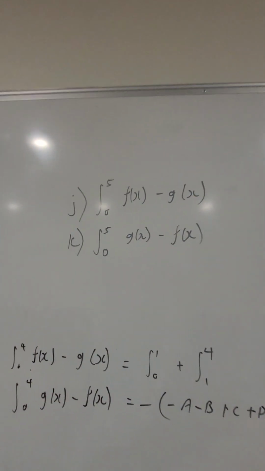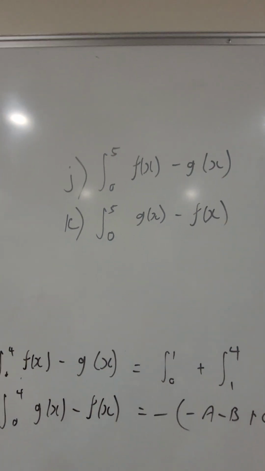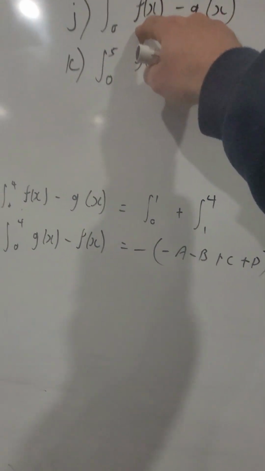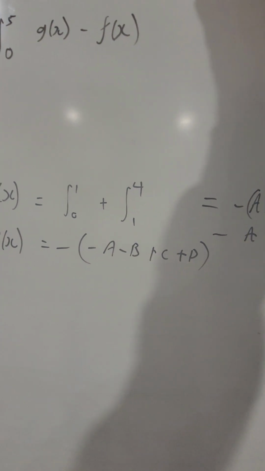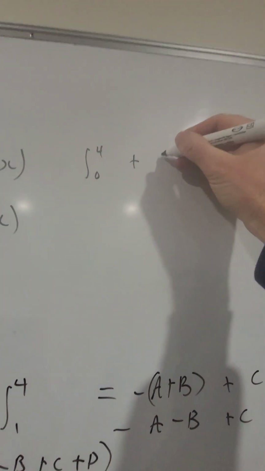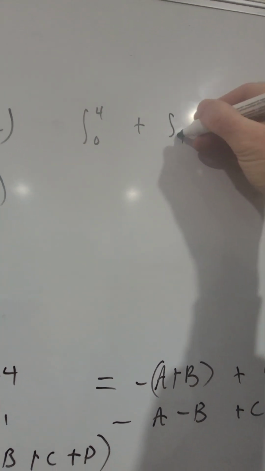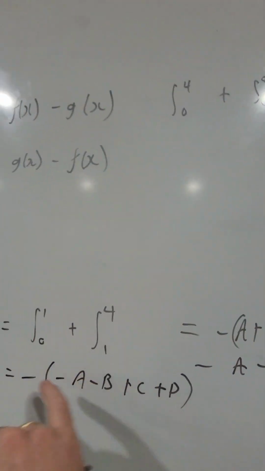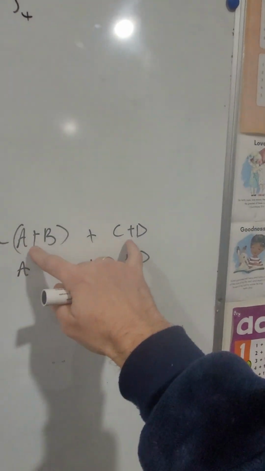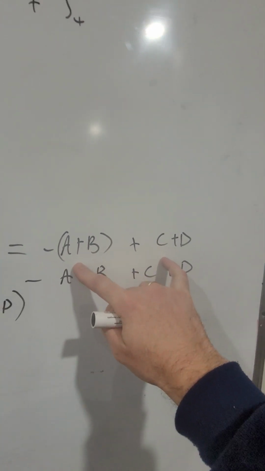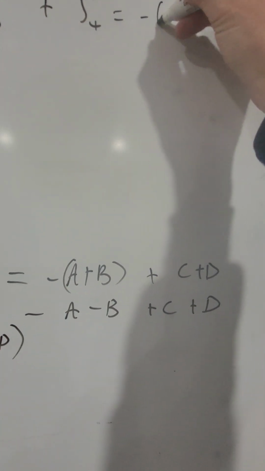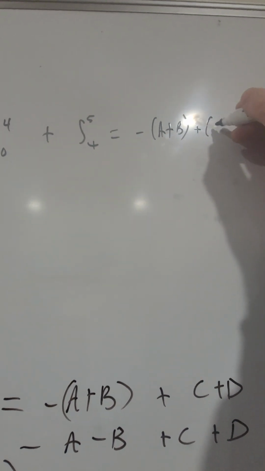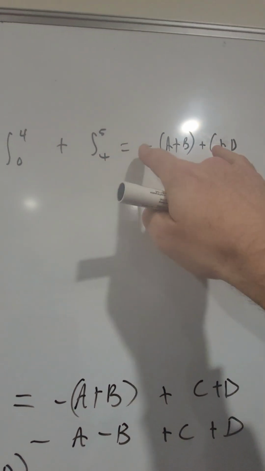Okay, and then we're going from 0 to 5 of f of x take g of x. Well, we already know from 0 to 4, okay? We already know from 0 to 4. So it's the same as 0 to 4 plus from 4 to 5. All right, so we already know from 0 to 4 of f of x take g of x. That's going to be this one typed out here. Okay, so that's going to be minus a plus b plus c plus d. Okay, so that's from 0 to 4.